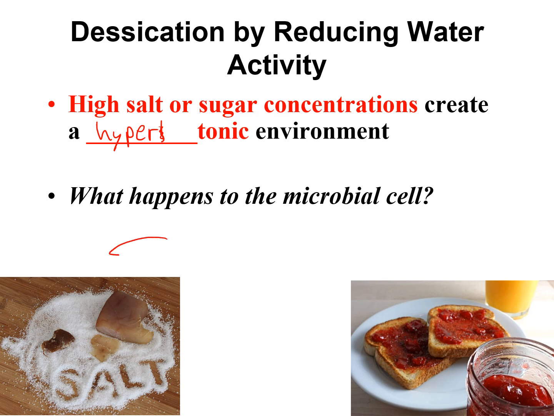So hopefully you remember that if we put our cell into a hypertonic environment with lots of sugar or salt outside here, remember water wants to follow the solutes, and so water is going to leave the cell and the cell is going to shrink, and that's going to cause plasmolysis. So as the bacterial cell shrinks, the plasma membrane gets pulled away from the cell wall and it rips, and that kills the bacterial cell, and so it dies.